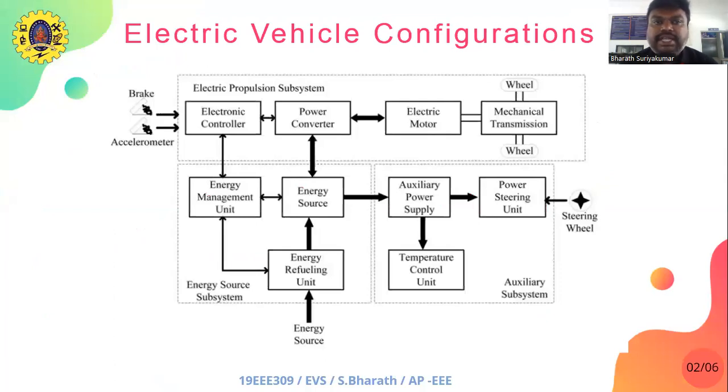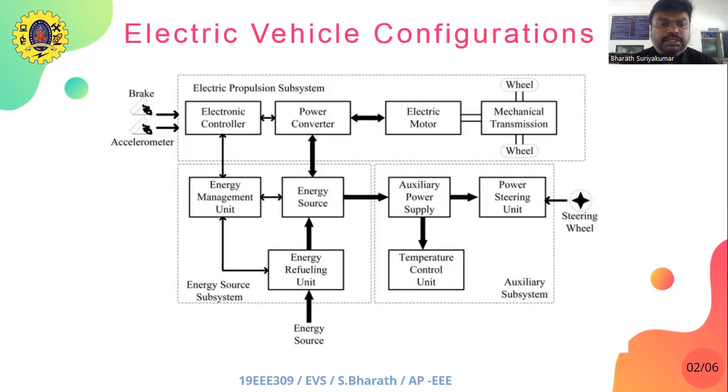This diagram shows the electric vehicle configuration subsystem. What is there inside an electric vehicle? The various blocks inside the electric vehicle consist of the supply wheel. From the supply point of brake or accelerometer, it is getting converted through the electrical propulsion system. What does the electrical propulsion system consist of? It consists of an electronic controller, power converter, electric motor, which is in turn given to the mechanical transmission system, and you have the wheels. So this consists of the electrical propulsion subsystem.